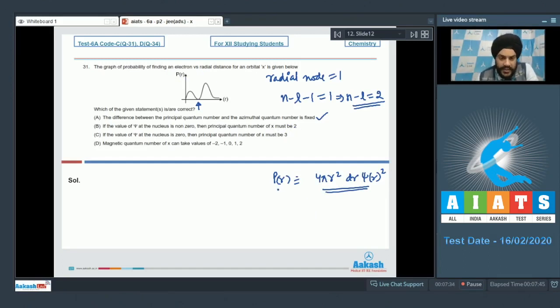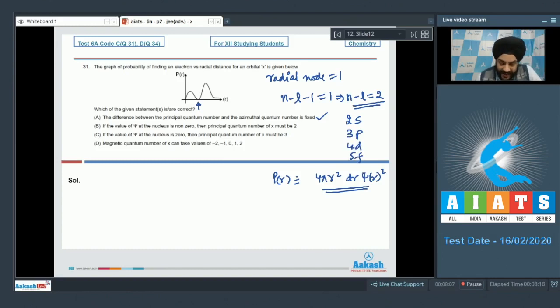Okay. Now students, first let us talk about the graph. So this graph indicates that the orbital has one radial node only. So we had the value of n minus l equal to 2. So there can be different possibilities satisfying this equation. So we can have 2s, the value of n is equal to 2 and the value of l shall be equal to 0. We can have 3p, we can have 4d, we can have 5f and so on.